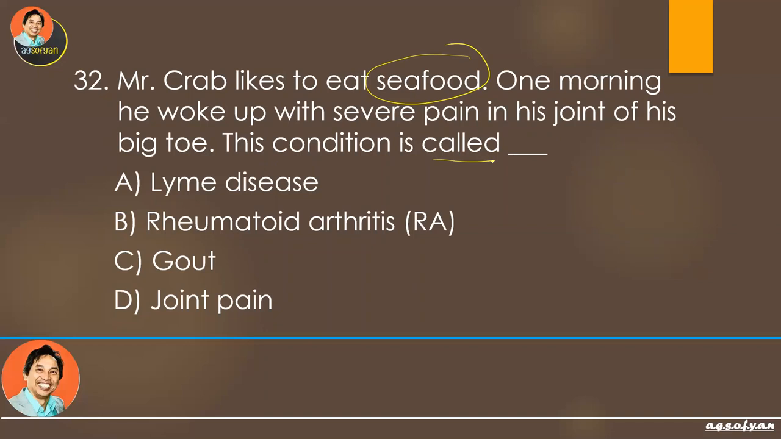We already mentioned that, okay? So seafood has a lot of nucleic acid, from animal cells, and the nucleic acid metabolism produces uric acid. And this uric acid can crystallize and be deposited into the lower part of our body. So that condition is called gout. The deposition of crystal uric acid in our joint is really, really painful.